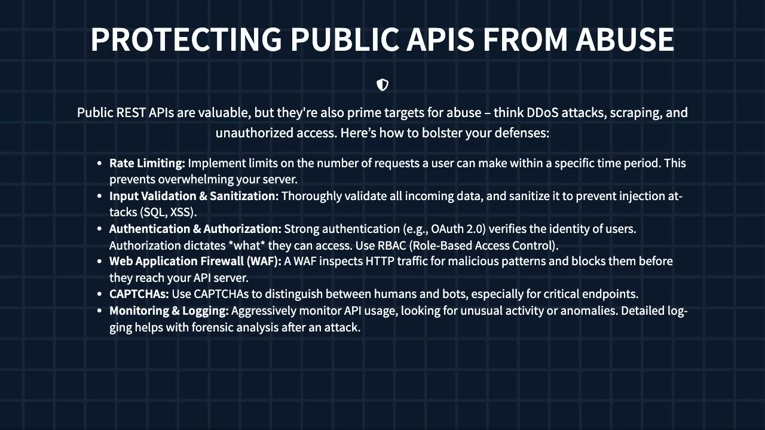Strong authentication, like using OAuth, and proper authorization, making sure people only get access to what they're supposed to, are vital. A web application firewall can act as a gatekeeper, stopping malicious traffic before it reaches your server, and captchas can help stop bots. Finally, consistent monitoring and logging will allow you to spot suspicious activity quickly.